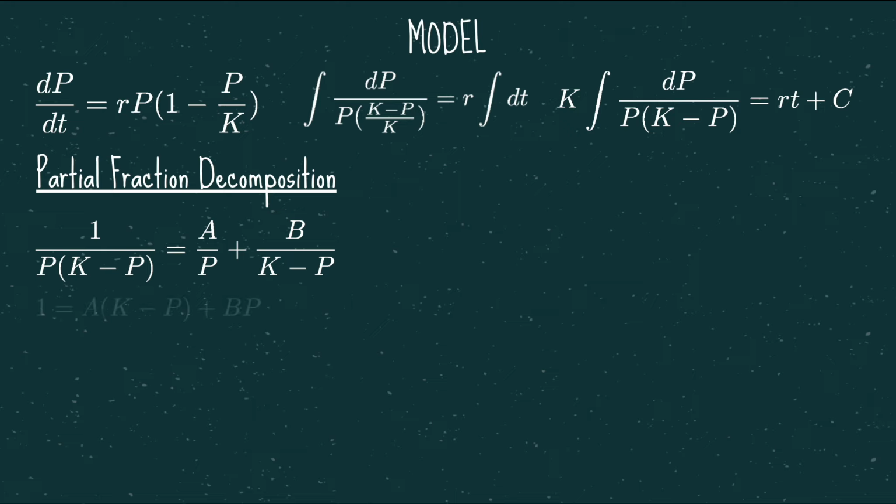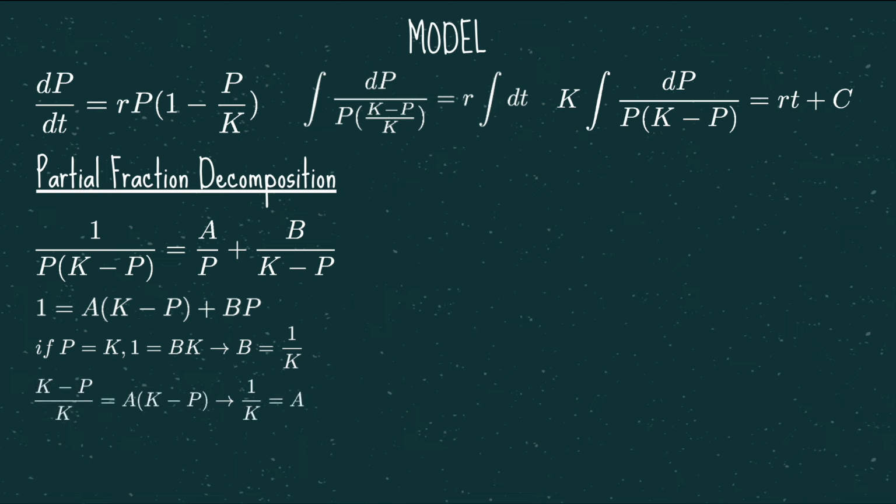Then from here I'm going to multiply both sides by that denominator on the left to get that 1 is equal to a times k minus p plus bp. If I let p be equal to k, then the a term will disappear, and I'll get that b is equal to 1 over k after I arrive at the expression 1 is equal to bk.